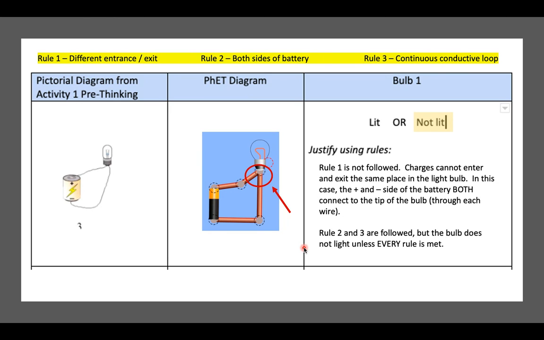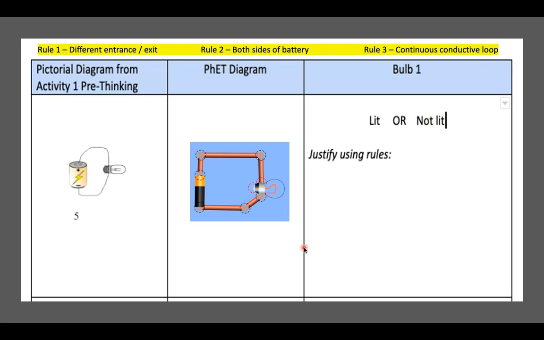In this case, both of the wires are touching the bottom of the light bulb, and that would not work because it's touching the same connection. So even though rule 2 and 3 are followed, you have to follow all 3 rules, or it will not light the light bulb. In this next example, number 5, it does not light.